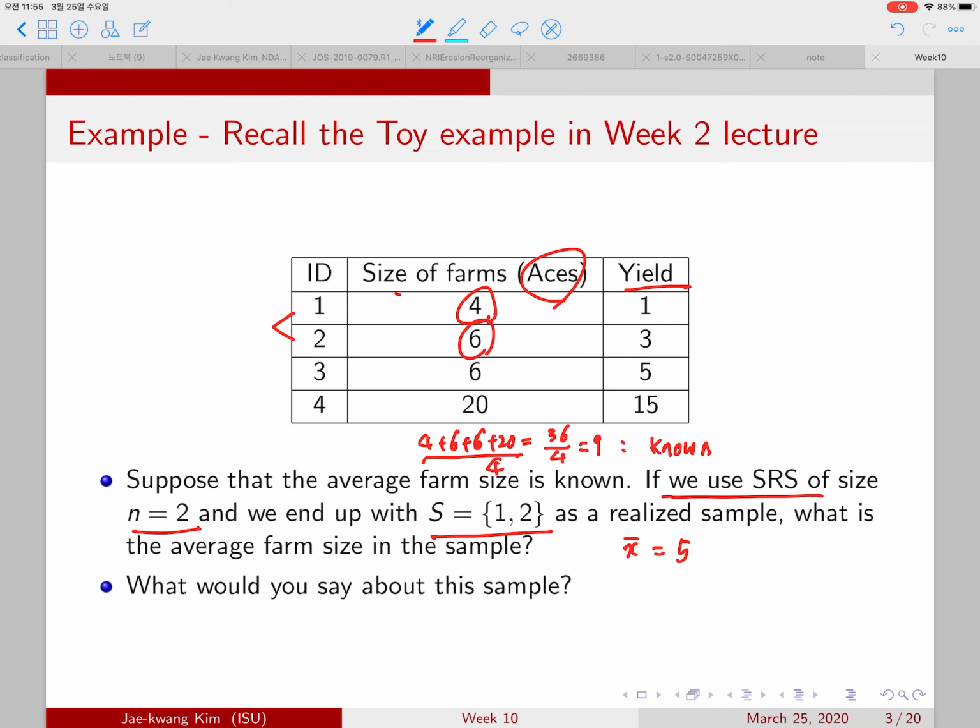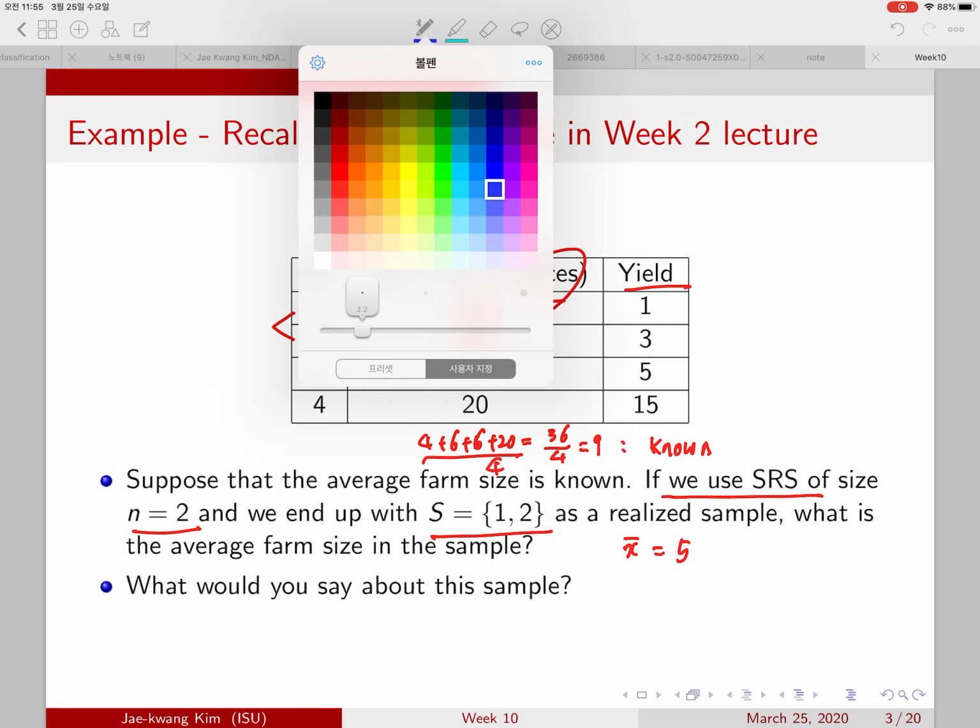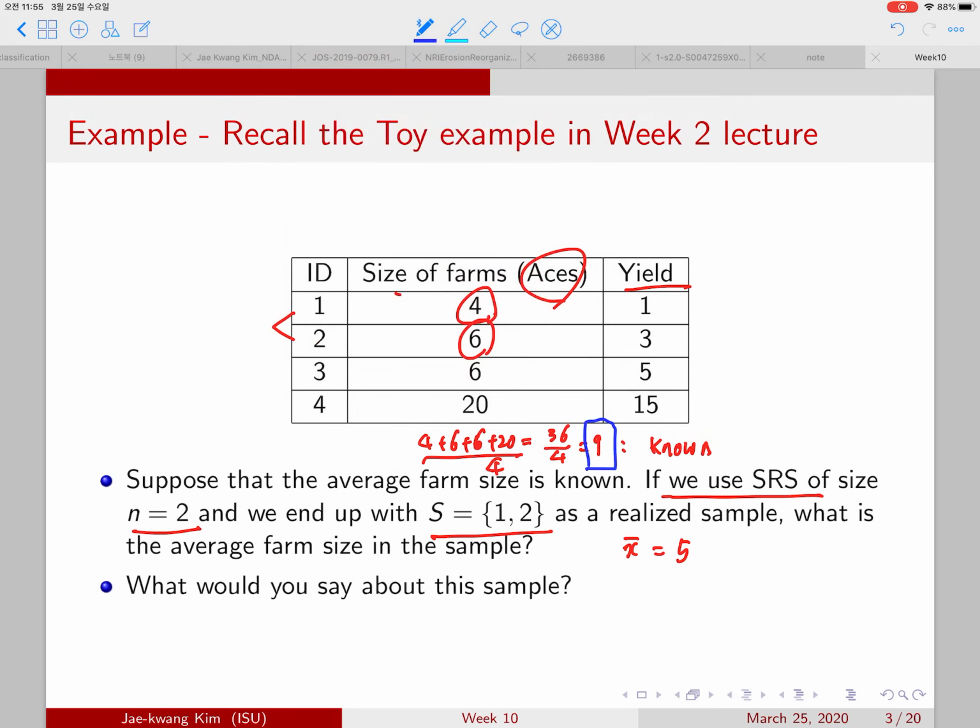5. Okay, so we know that on average, the size of farm is 9 acres, but this particular sample has average 5 acres. So that gives information. So what would you say about this sample? We realize that the sampled farms are smaller than the average. Smaller. So that gives information.